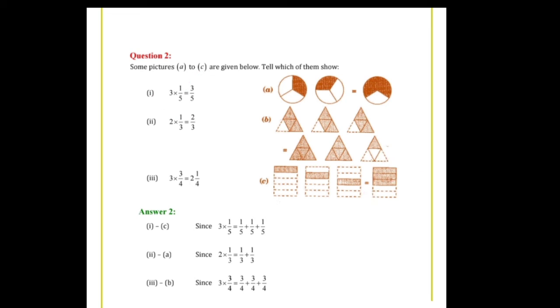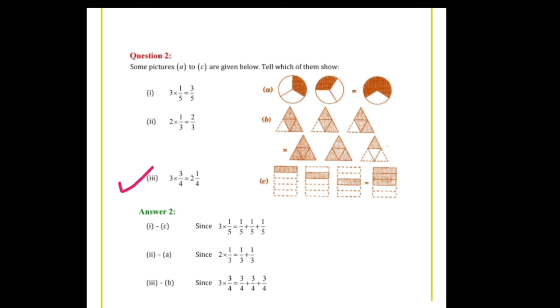Now same like that, in second, number 2 into 1 upon 3. Now it's A because how many parts are there? 1, 2 and 3, and one part is shaded. So it is said to be 1 upon 3, and how many figures are there? 2 figures. So 2 into 1 upon 3. So the answer is 2 upon 3. That means 2 parts are shaded and total 3 parts.